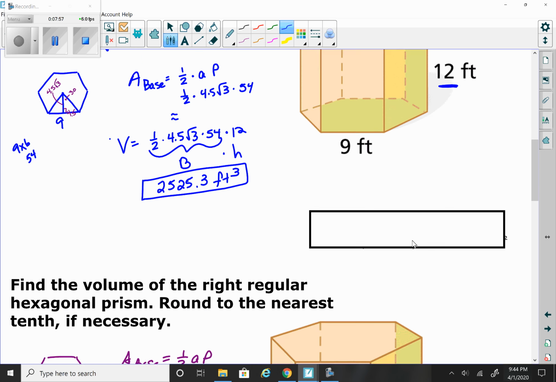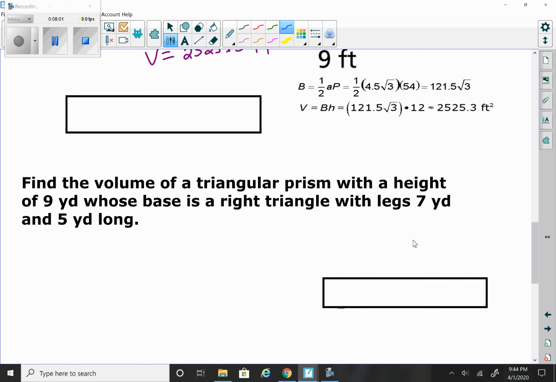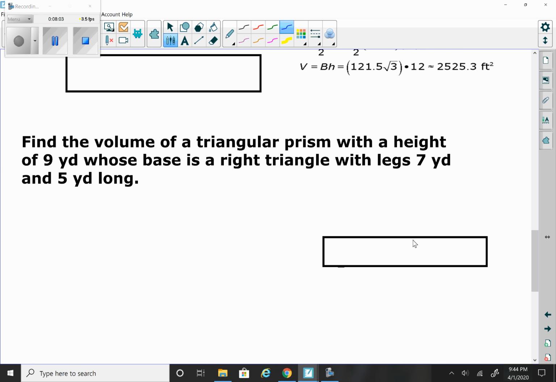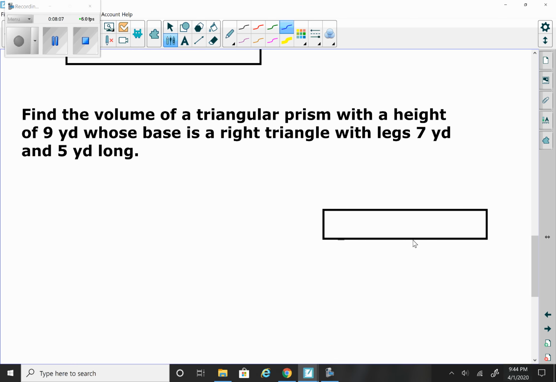Okay, so then moving on to another shape. Let me just check that. Yep, that's right. The next one says, find the volume of a triangular prism with a height of 9 yards, whose base is a right triangle with legs 7 and 5 yards long.